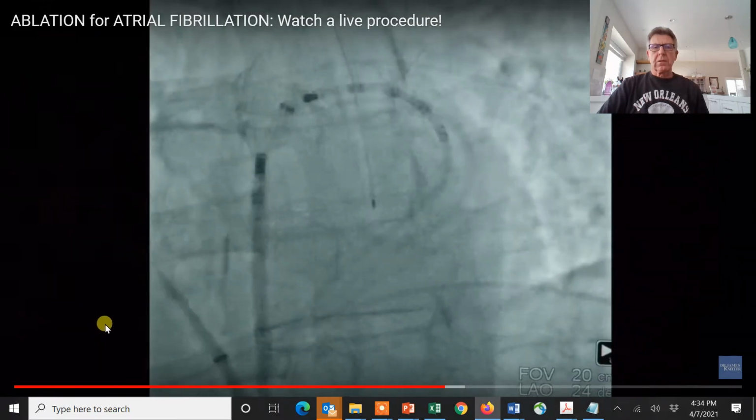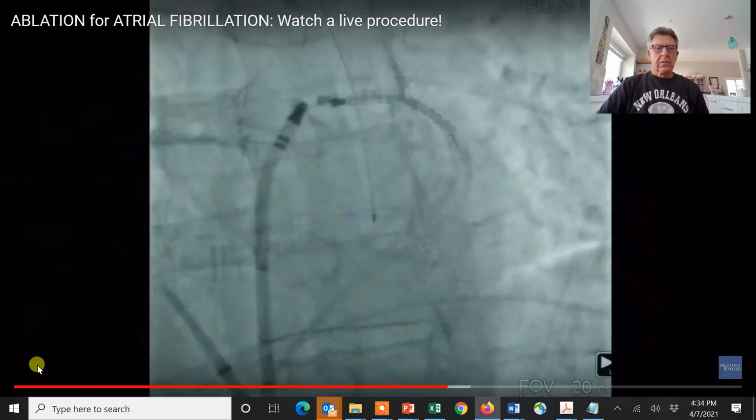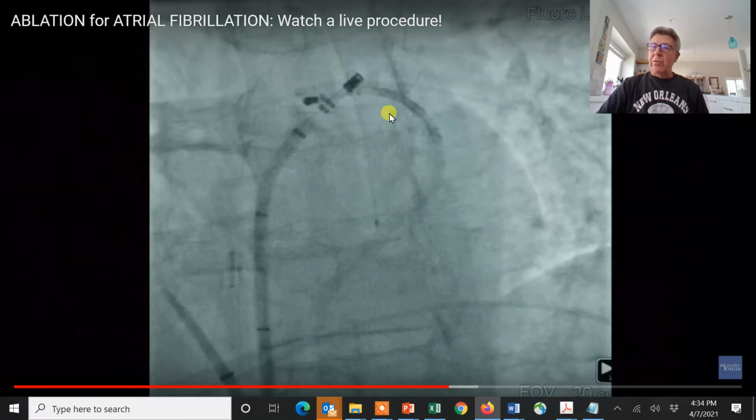Here is the ablation catheter advancing through that transeptal sheath into the left atrium. The one on the right is for ongoing recording, and the other one is the radio frequency ablation tool that will create these little hotspots, because the high frequency radio waves will burn and kill off some of the desired tissue right where the pulmonary vein enters the atrium.